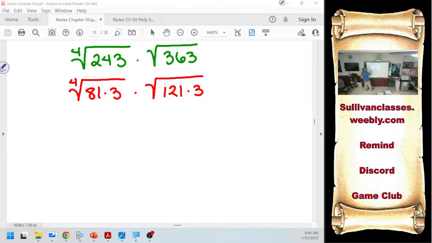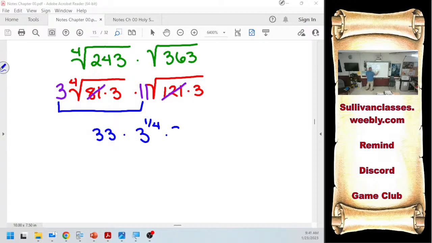The 4th root of 81 is 3. The square root of 121 is 11. Then what's outside of radical land stays out of radical land. What's inside of radical land, now I can write as rational exponents.